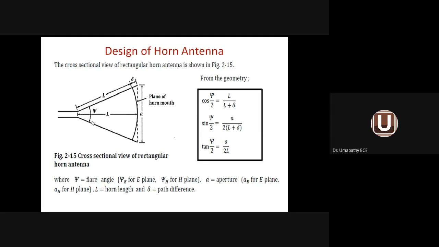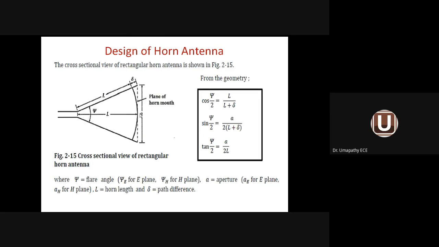And psi. Psi is nothing but the flare angle. Suppose you vary psi, the mouth size will vary. When you vary the mouth, definitely the radiation characteristics will change. Because the flare angle should be carefully selected in such a way that radiation becomes very smooth, very comfortable into the free space.